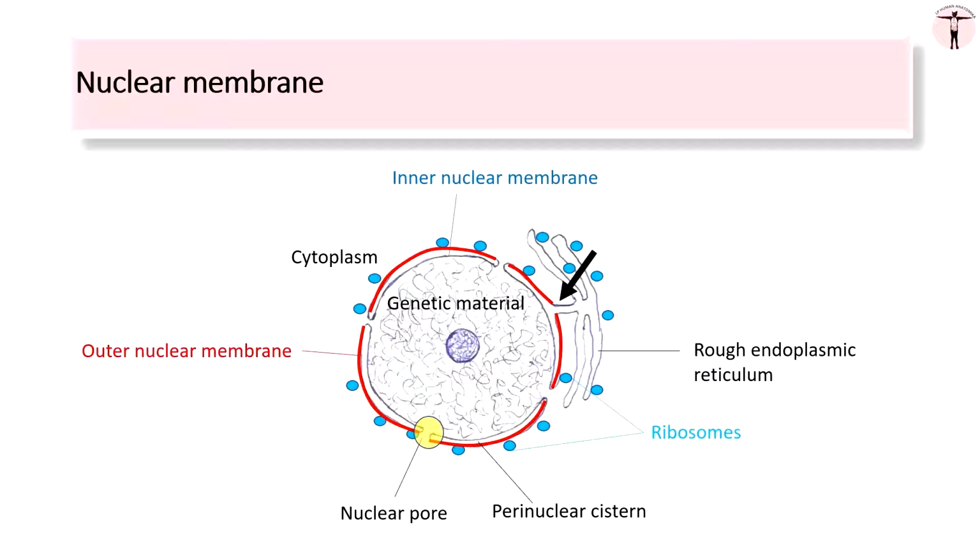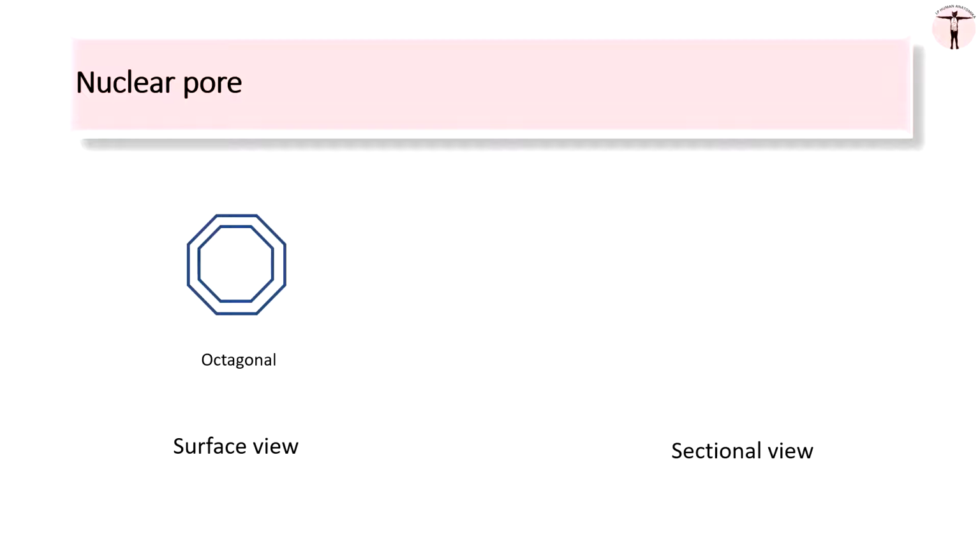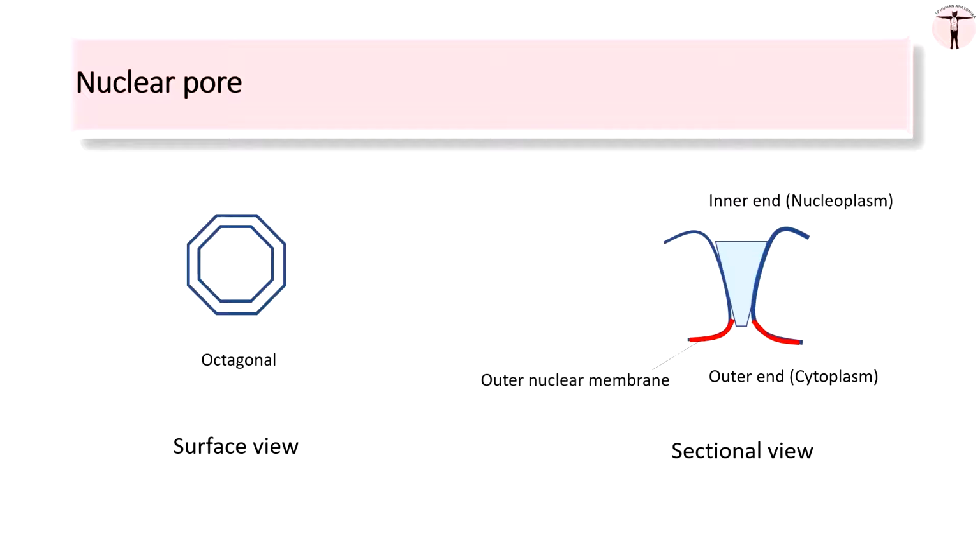Numerous nuclear pores are present in the nuclear membrane. A typical nucleus presents about 3000 to 4000 pores. The perinuclear space between the membranes is continuous with the lumen of the rough endoplasmic reticulum. When seen from surface view, each nuclear pore is octagonal in shape and 80 nanometers in diameter. When seen in sectional view, it is funnel shaped, where the outer end is narrower than the inner end. The outer nuclear membrane and the inner nuclear membrane fuse to form the nuclear pore.